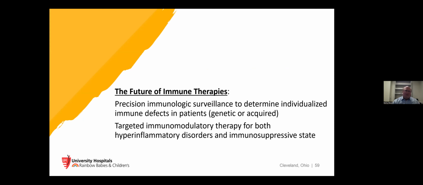So the future for immunotherapy is ultimately precision immunotherapy. It's understanding the specific defects in patients who are critically ill, understanding whether or not there's something that we can do to manipulate the immune system in order to either downregulate hyperinflammation or upregulate a suppressed and exhausted cellular immune response.